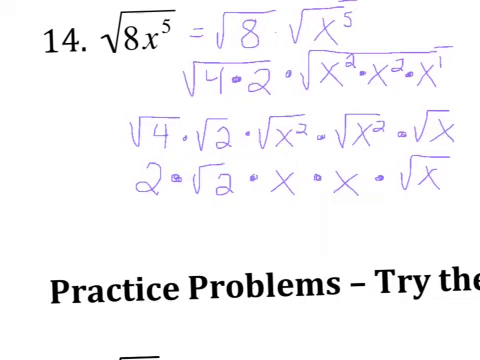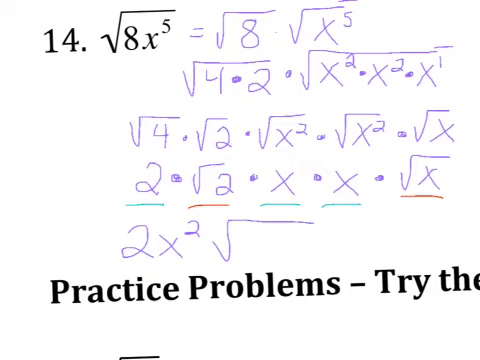So notice that for this problem, we have some numbers and variables that ended up outside the radical, and we have some that are still in the radical. So the variables that are on the outside of the radical are going to stay there. So we have 2, and x times x is x squared. And then we have our square root symbol, and we're just going to put a 2x inside. And that is the final answer.